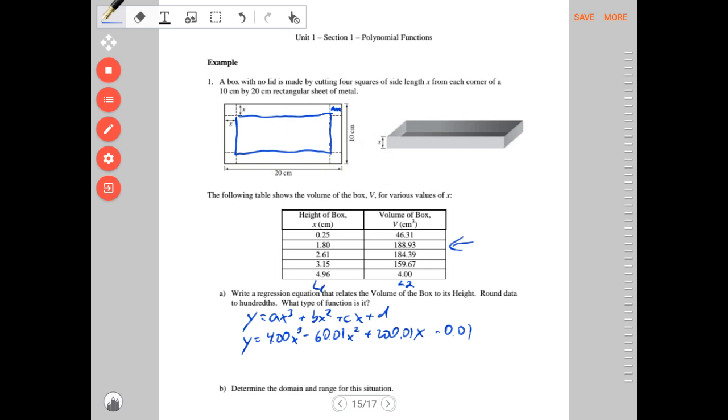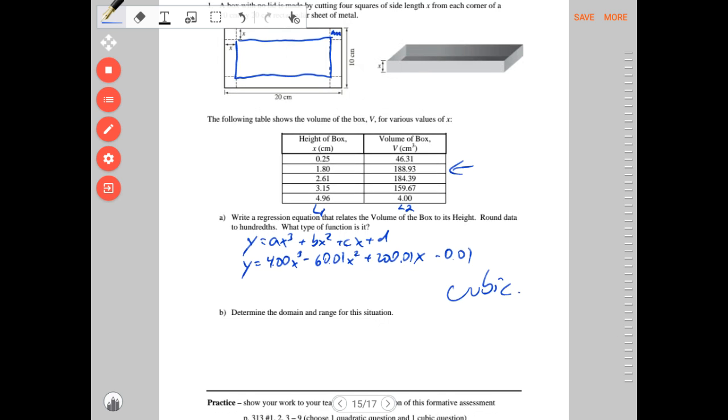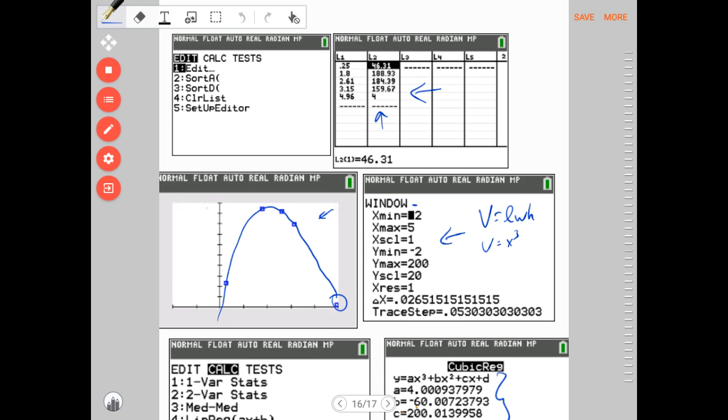Okay, and what type of function? This is a cubic function. Okay, so determine the domain and range. Well, the domain, of course, is x is an element of the reals. And the range, well, the range is a little bit tougher because we have to go back to this graph.